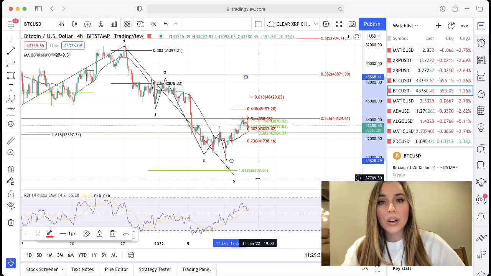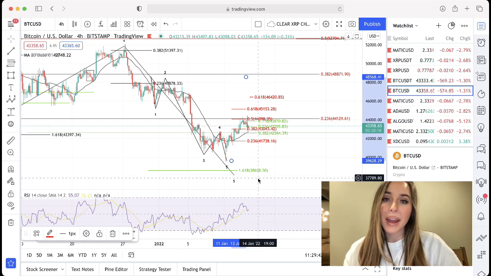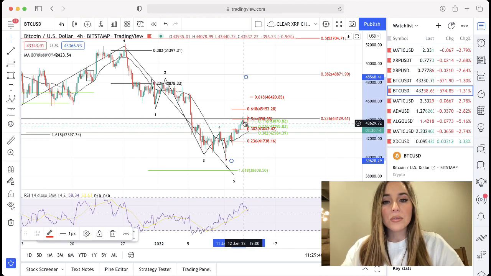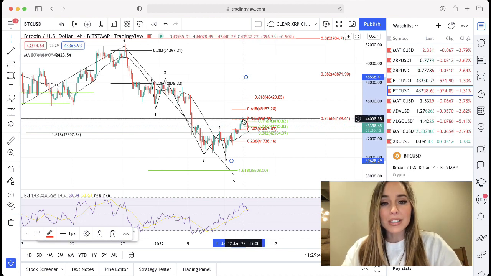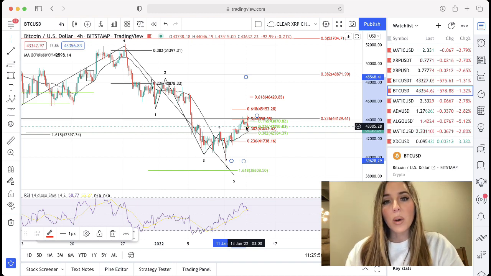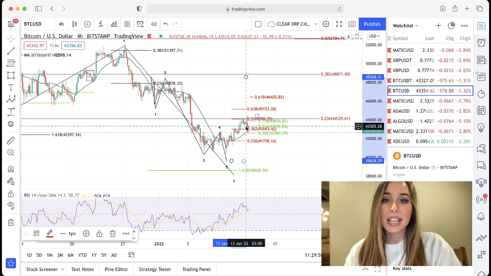However, wave 4 is not invalid until it passes the 0.5 fib. And so you can see here that it tried to pass the 0.5 fib, but it couldn't. It wicked a couple times, which is still okay, but the bulk of the candles is not passing the 0.5 fib. So that means that this being a wave 4 has not been invalidated yet.